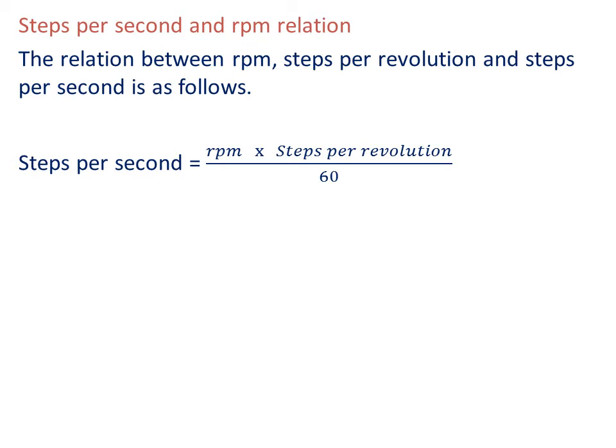The next topic is the steps per second and RPM relation. The relation between RPM, that is revolutions per minute, steps per revolution and steps per second is given below. It is given as steps per second equals RPM times steps per revolution divided by 60. We need to remember this equation.